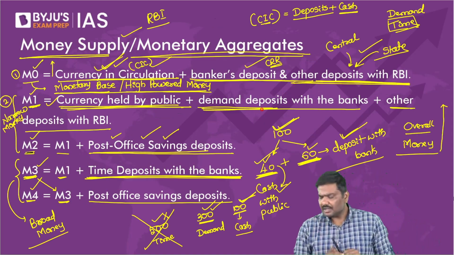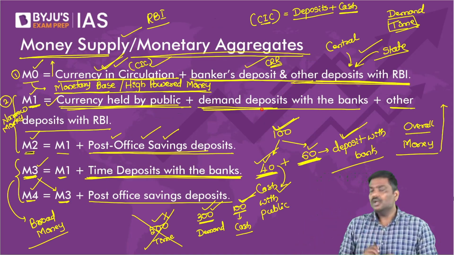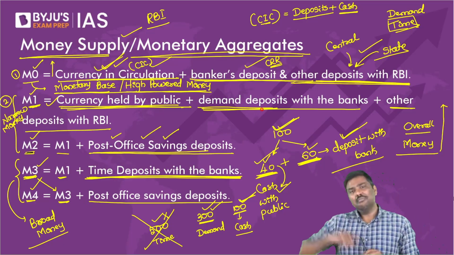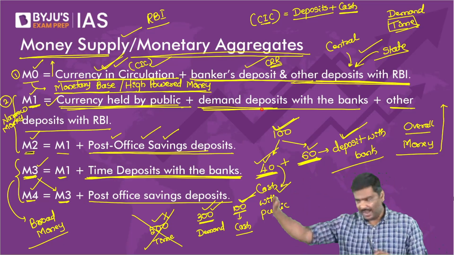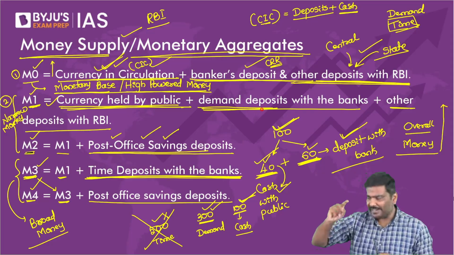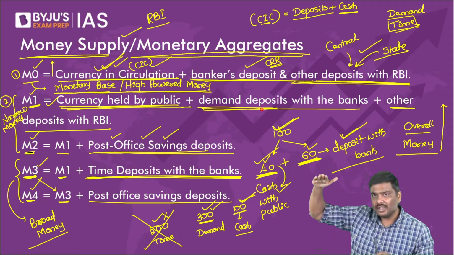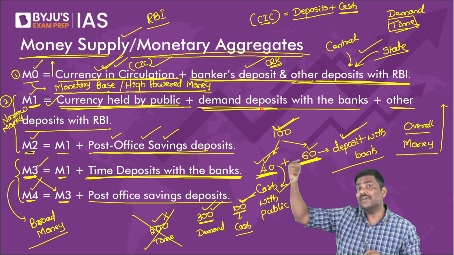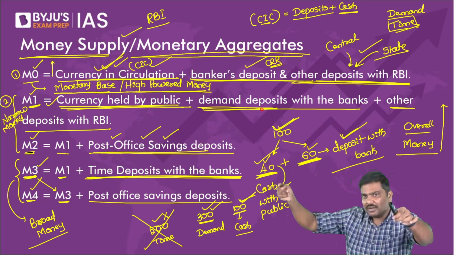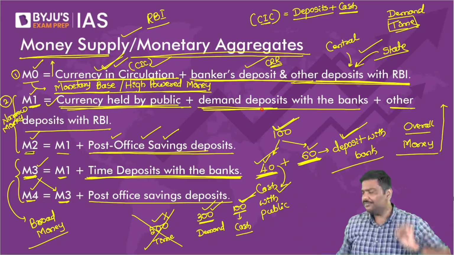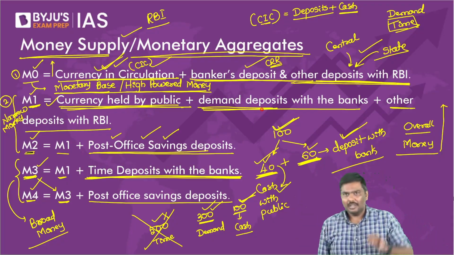Now, look at M1 and M3. What if I tell you money supply in the economy is very high? I repeat, what if I tell you money supply in the economy is very high, M1 is also very high. If you're the RBI governor, will you reduce the repo rate?